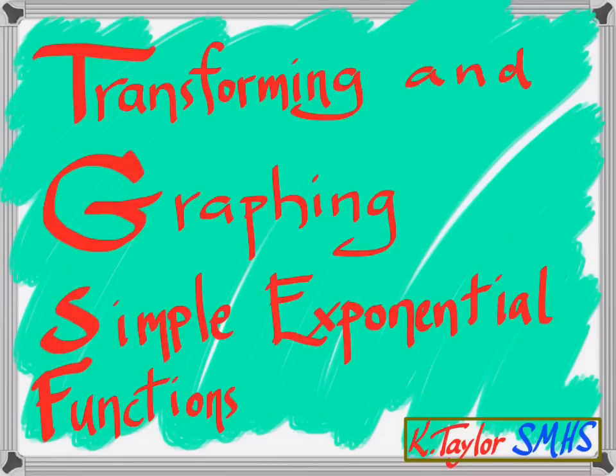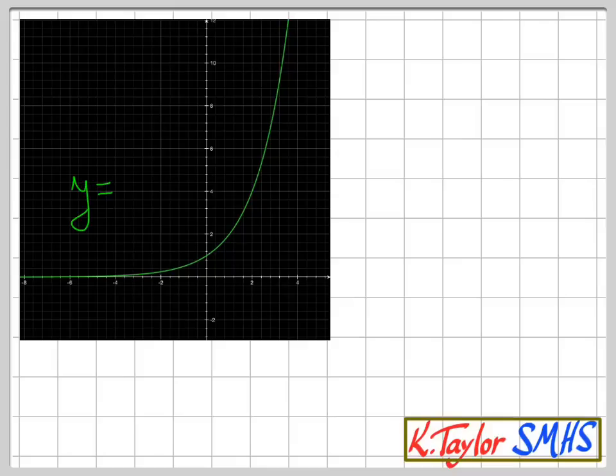We're going to talk on this one about transforming and graphing simple exponential functions, okay? And by simple exponential functions, I mean things that are very basic, like y equals 2 to the x. Of course, an exponential function is a function where the variable x is the exponent. So that's 2 to the x. We could use other numbers for our base, but we're just going to keep it simple and use 2 to the x for most of this video.